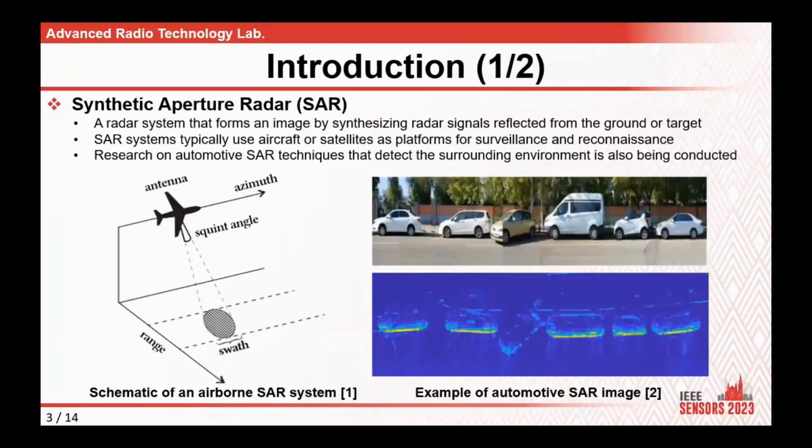So this is an introduction. Synthetic aperture radar refers to radar systems that form an image by synthesizing signals reflected from the ground or a target. Typically, SAR systems use aircraft and satellites as platforms for surveillance and reconnaissance purposes, and measurements are made as shown in the figure on the left. However, research on automotive SAR for recognizing the surrounding environment of intelligent vehicles has recently been increasing, and an example can be seen in the figure on the right.